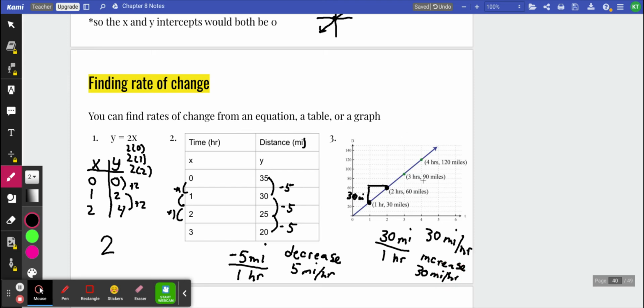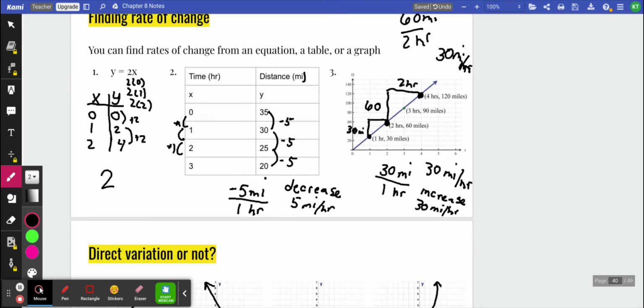Now, it didn't matter what 2 points I picked. For example, I could have picked here and here, right? So if I rise up from 60 to 120, that was an increase of 60. But now look, I'm going over 2 hours. So my rise was 60 miles. My run was 2 hours, right? If I simplify 60 over 2, that would still give me 30 miles per hour, right? Since it's linear, straight line, it's going to be a constant rate of change.